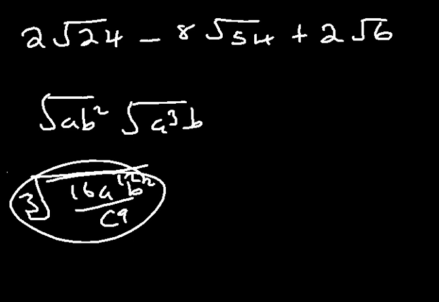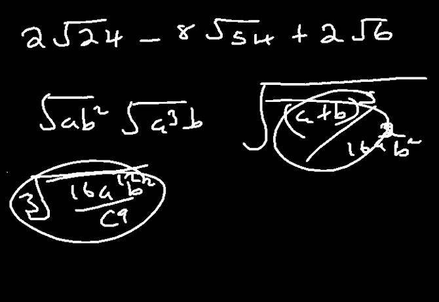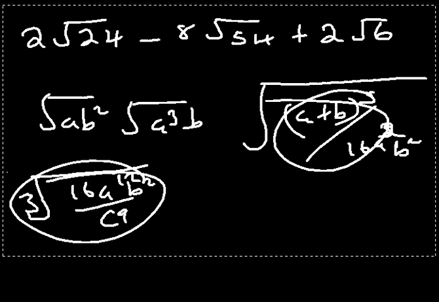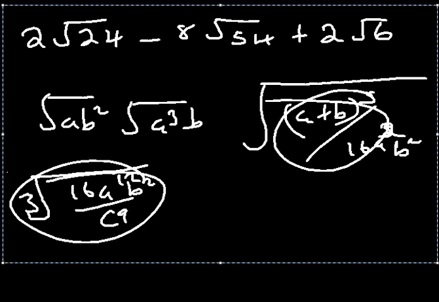We wish to have this: let's say we have the square root of a plus b to the power 5, divided by 16 a to the power 2 times b squared also. So try to simplify this at your own time. Try to go through more examples that are more practical questions, and I should master these things. So thank you.